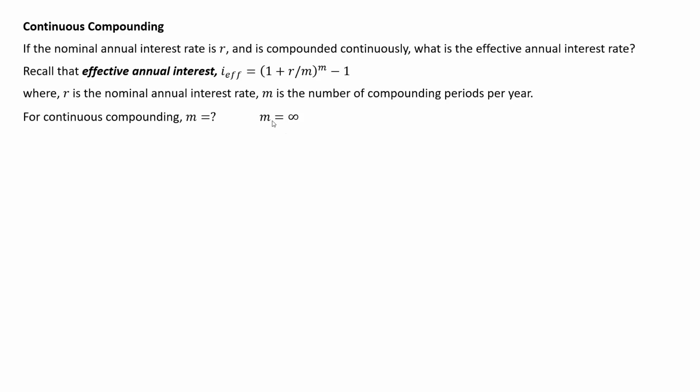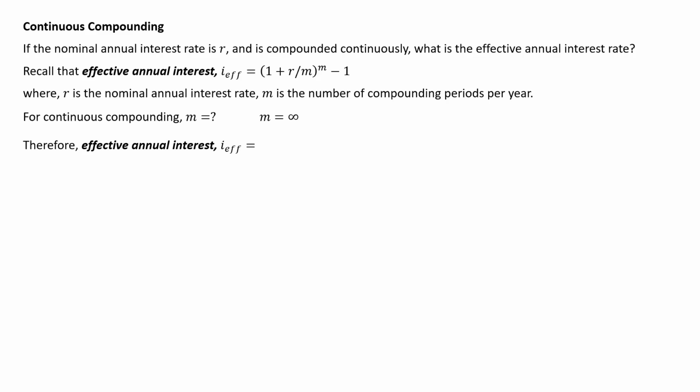I shouldn't say M equals infinity. Mathematicians would just frown upon that. What did you say? M equals infinity? You idiot. That's what they would tell me. You should say M approaches infinity. So M approaches infinity. Therefore, the effective annual interest rate, okay, just plug infinity for M. No, you cannot plug infinity, right?